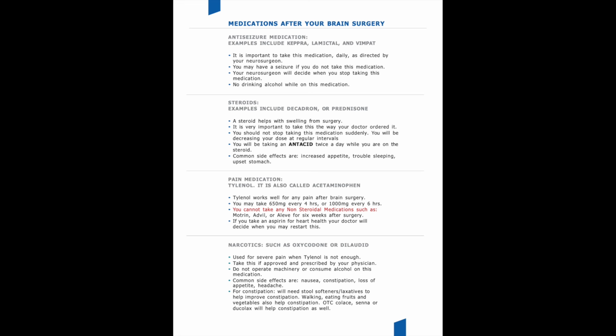Other medications that we may prescribe you but really try to avoid are narcotics. Oxycodone or Dilaudid are the most popular narcotics used after surgery. They do have a decent amount of side effects like nausea, constipation, loss of appetite. They can even give you a headache. We try our best to avoid giving any patients any narcotics because of these side effects.